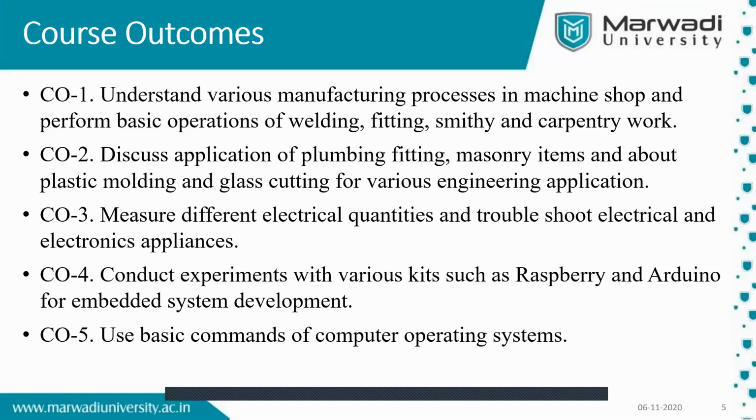The third course outcome is to measure different electrical quantities and troubleshoot electrical and electronics appliances. In course outcome three, you have to learn about different electrical department devices, and measure different electrical power supplies and modules, where we become aware of ELCB and MCB. These things will be helpful, and then you get awareness regarding each and every device.